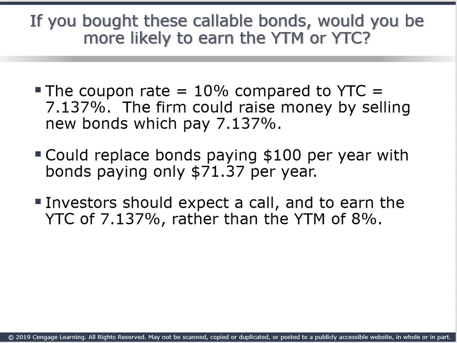Now, because of that, we see here that the coupon rate of the bond was 10%. However, the prevailing yield to call is less than that. So what might happen is the bond issuer will pay off that bond early so they can essentially refinance at a lower rate.